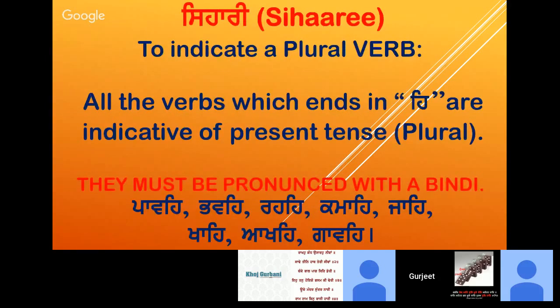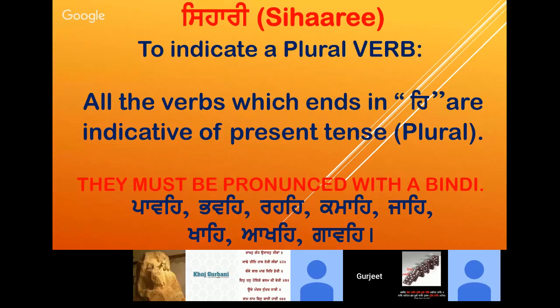Now let's see how Sihari is helping us to make different tenses. So Sihari is normally used for a plural verb, and all those verbs which has a Sihari with an H or haha are indicative of a present tense, plural. So they must be pronounced with a bindi, like pavahe, rahe, kamahe, jahe, because they are for more than one person, and normally comes around the 26th padi of Japji as well. So they have to be pronounced with the bindi to get the real essence.